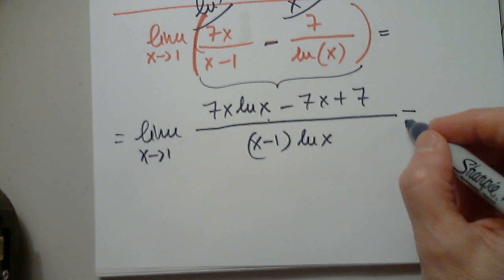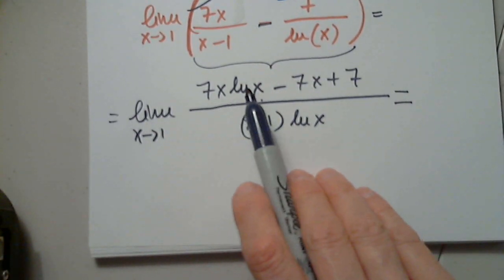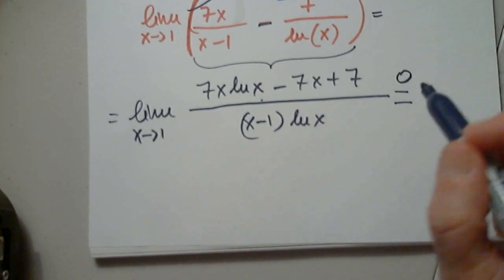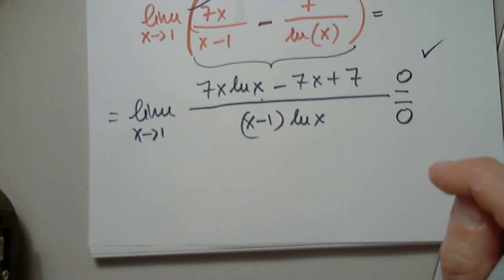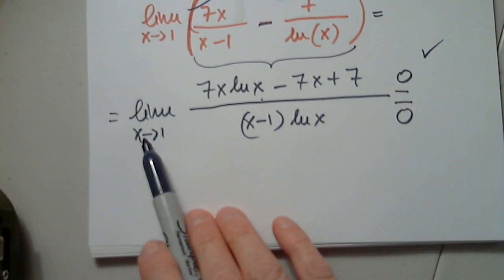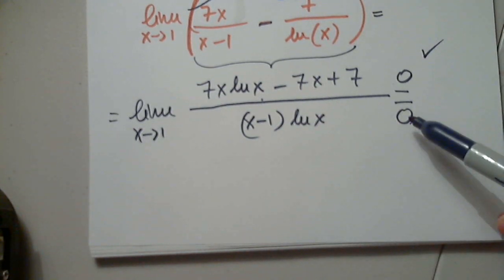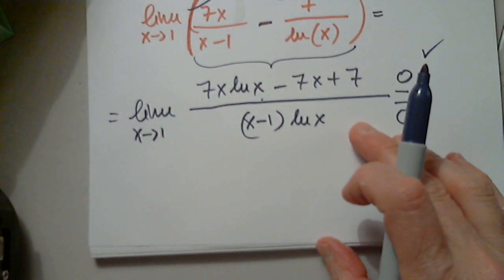Now I can assess the situation. The top: 0, 7, negative 7 plus 7, 0. 0 times 0, 0. I like it. Why? Because it's a limit, it's a fraction, it's 0 over 0 as our preliminary situation. So therefore, I can use L'Hopital's rule.